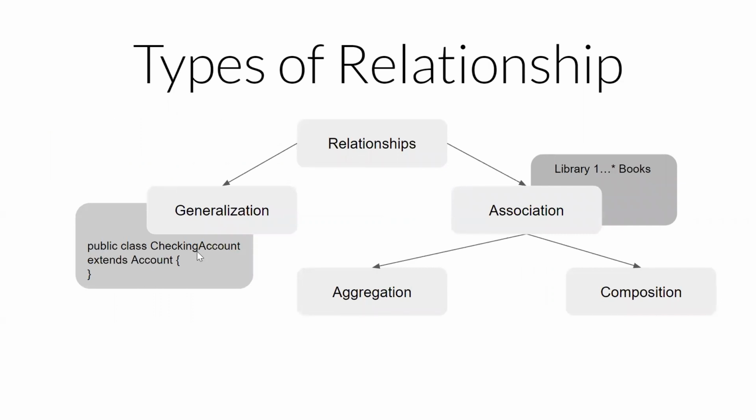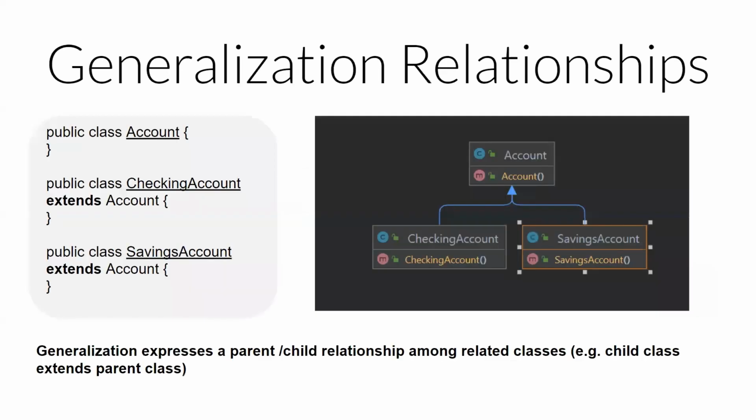For example, generalization can be explained by Account and CheckingAccount class that extends Account, and association with a library that can have a number of books. This is called aggregation. And this is an example of a generalization relationship.